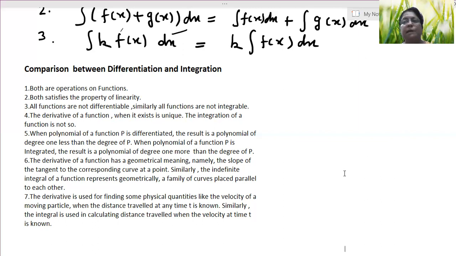What does it mean? If ds by dt is given, velocity is given. आपको भी बताया कि integration is the inverse process. That means you will have the derivative. And what is the derivative? ds by dt, speed. That means if speed is given, then what will you find? S. By integrating, you will find S. Okay. So the derivative is used to find some physical quantities like velocity, and in integration, the integral is used to calculate the distance when velocity is already given. Right?